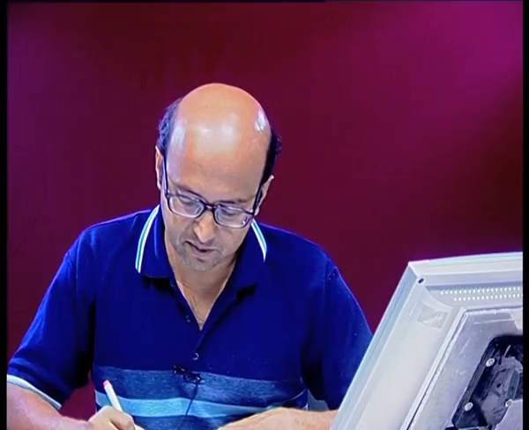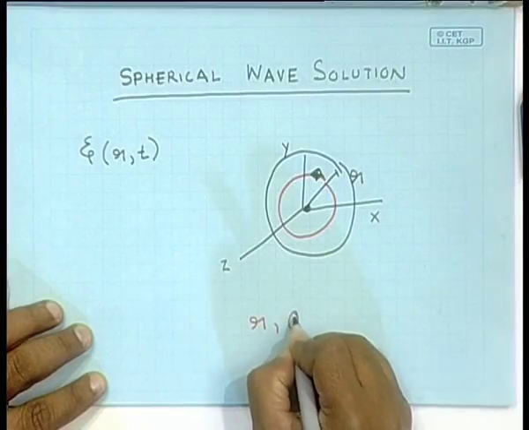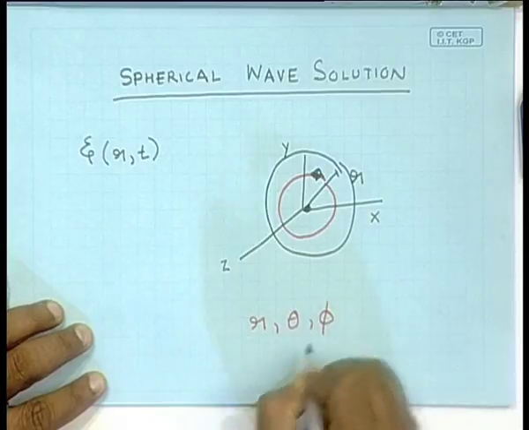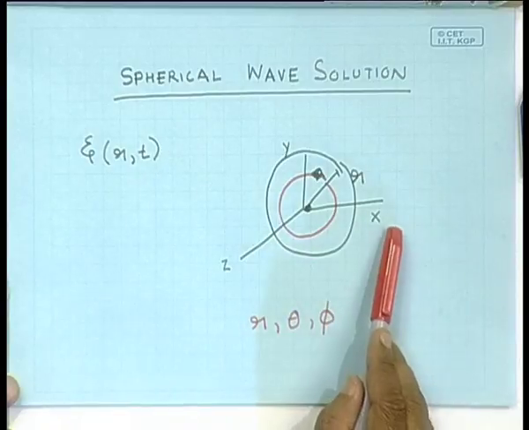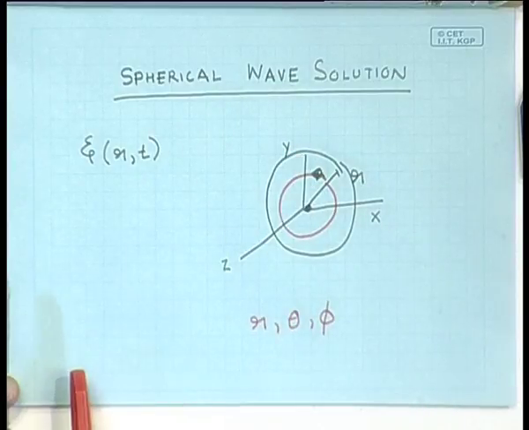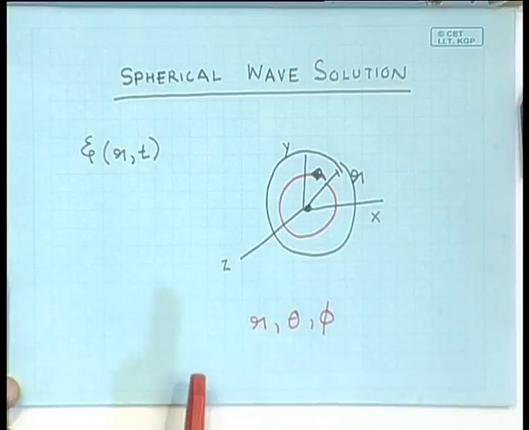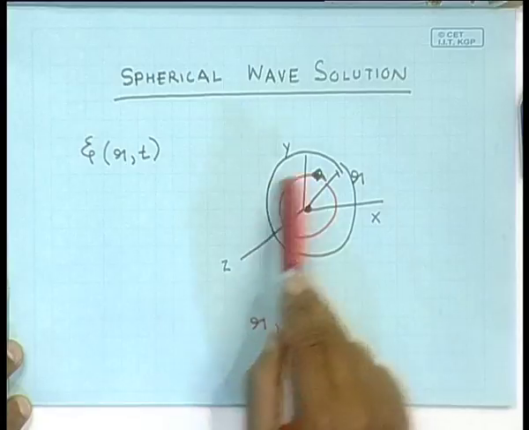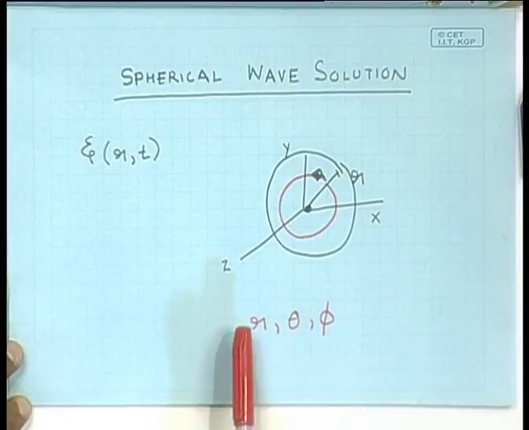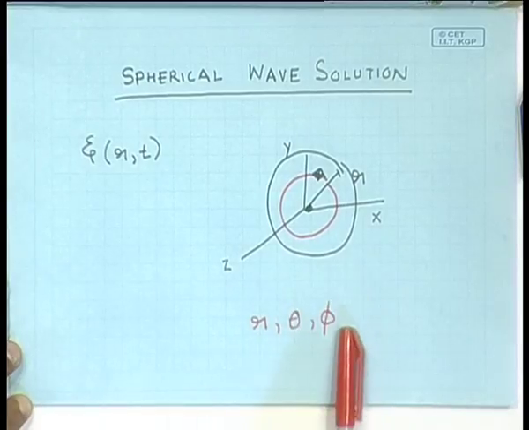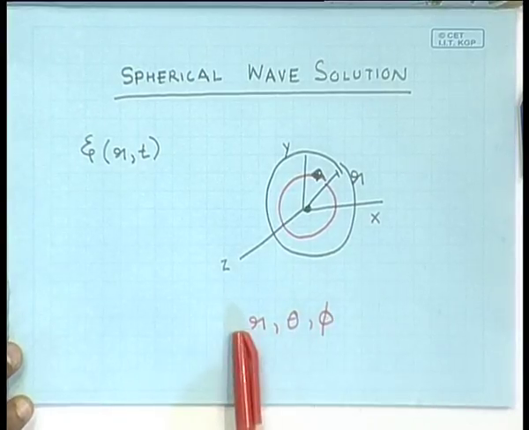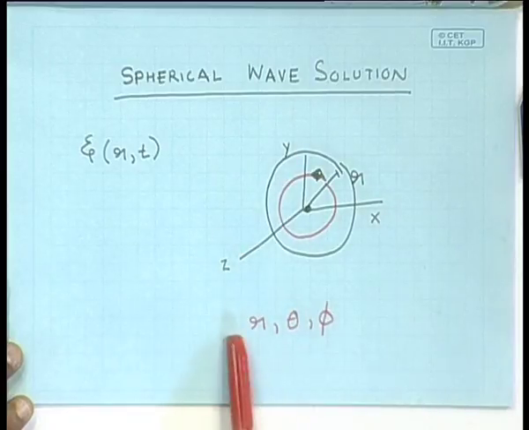Now I'm sure you are familiar with the spherical polar coordinate system. The spherical polar coordinate system has three variables, r, theta, and phi. Instead of using the Cartesian coordinates x, y, and z, it is equally possible to describe all points in this space using a spherical polar coordinate system r, theta, and phi. So suppose we are not using x, y, z, we are using r, theta, and phi.